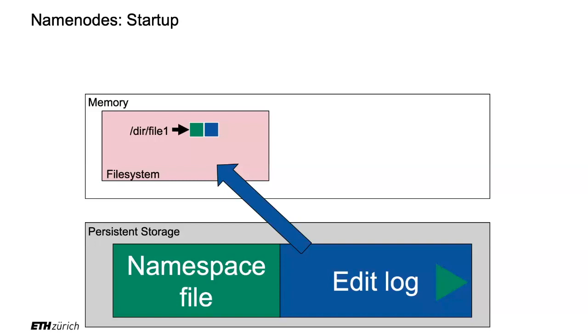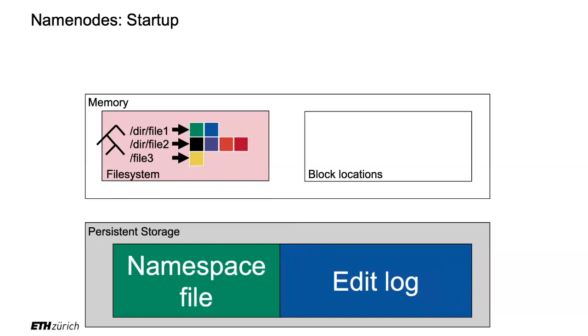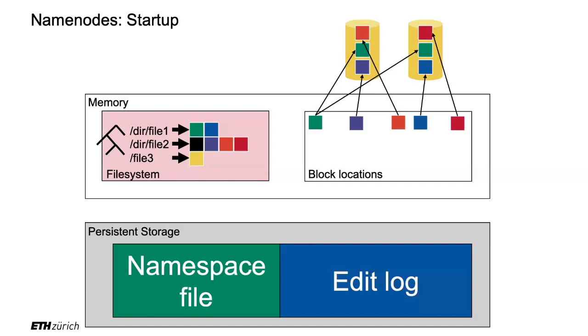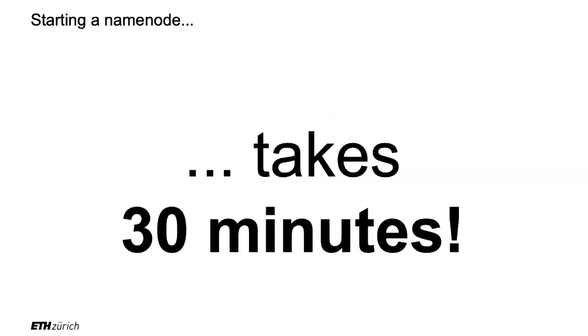And when you're done going through the entire edit log, then you have recovered the whole thing, so the entire file namespace plus the mapping to the block IDs. And then for the mapping to the data nodes, as you said earlier, you just wait until the heartbeats arrive, and then you will know at some point. Now we have done that. And again, that whole thing can easily take 30 minutes.